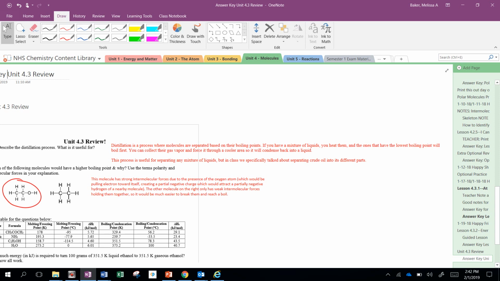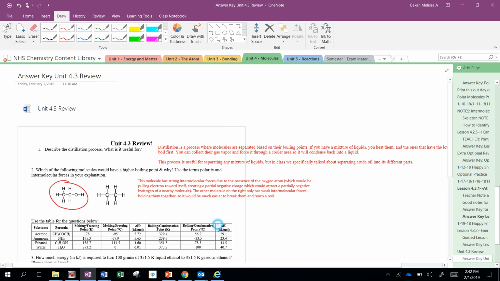So I also wrote the process is useful for separating any mixture of liquids, but in class specifically we talked about how we separated crude oil into different parts.